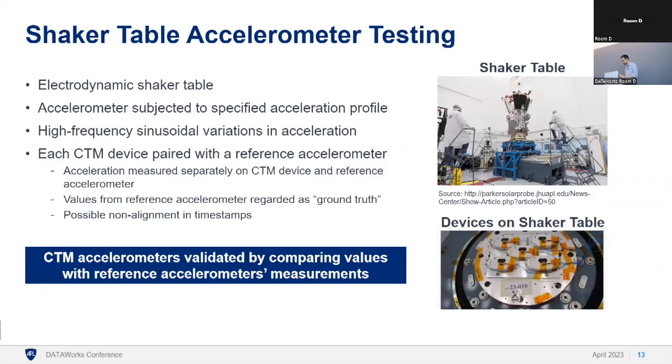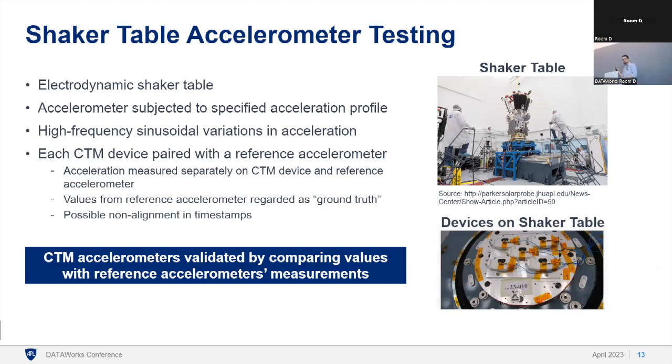Okay, so before diving into the data analysis, we're just going to make a quick note on how we're collecting the data. We're using what's called an electrodynamic shaker table. This is in the same lab where APL, my organization, has tested spacecraft. You can see in this picture one spacecraft that's currently orbiting the sun and taking measurements. It's the closest man-made object I think it's ever gotten to the sun. Through these tests, we are subjecting our device to a specific acceleration profile with a sinusoidal variation at different amplitudes, and I'll show you more about that in a minute.